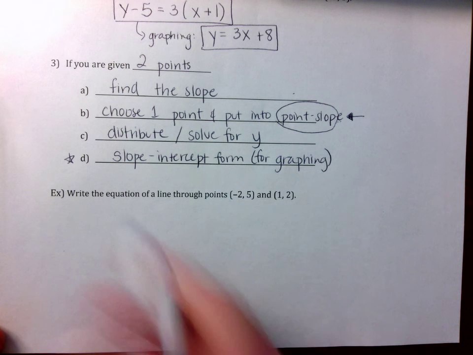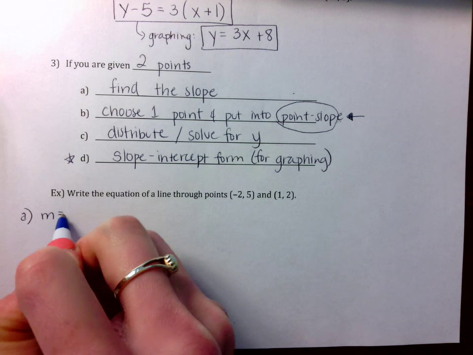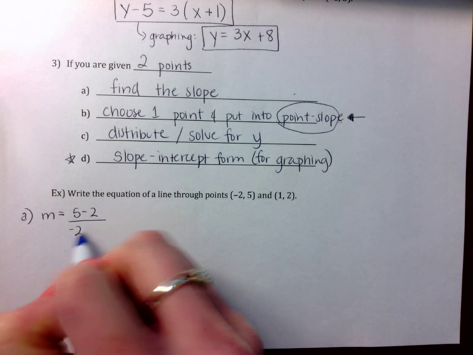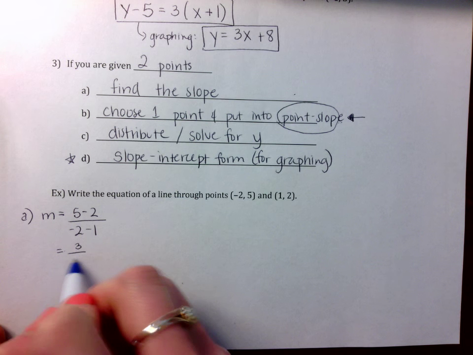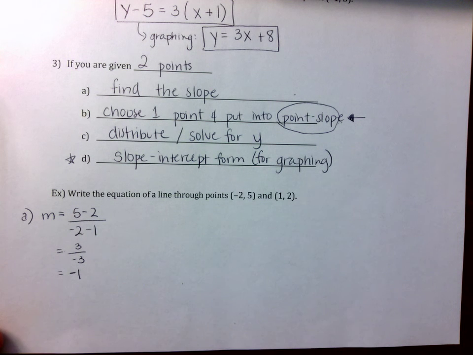2, as an example, A, I would want to find the slope. So M equals 5 minus 2 over -2 minus 1. And in that case, that is 3 over -3 or -1. That's my slope. That's all of part A.